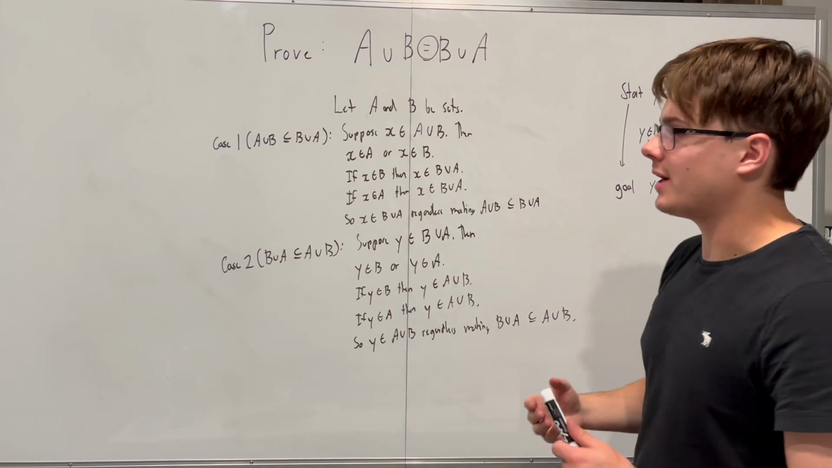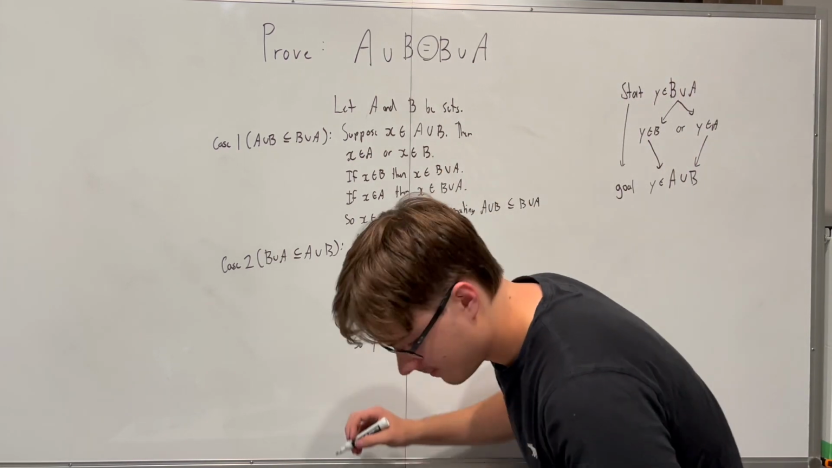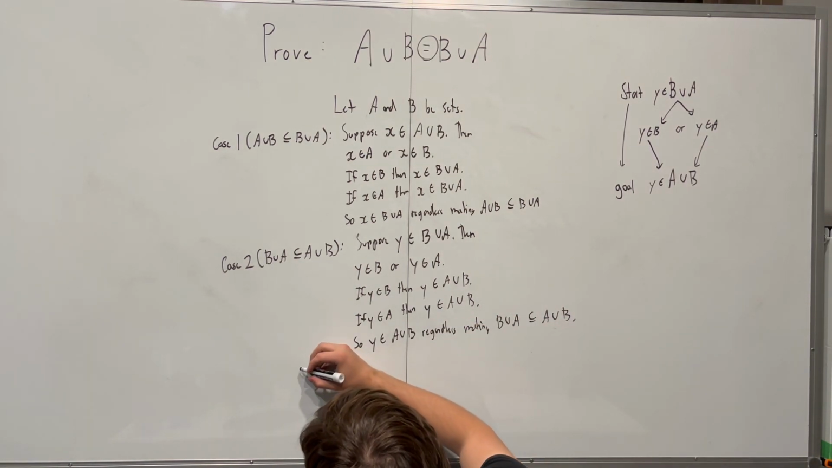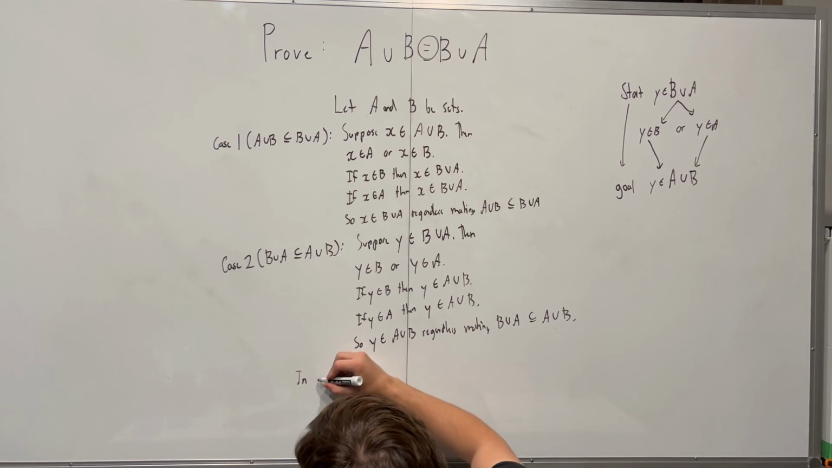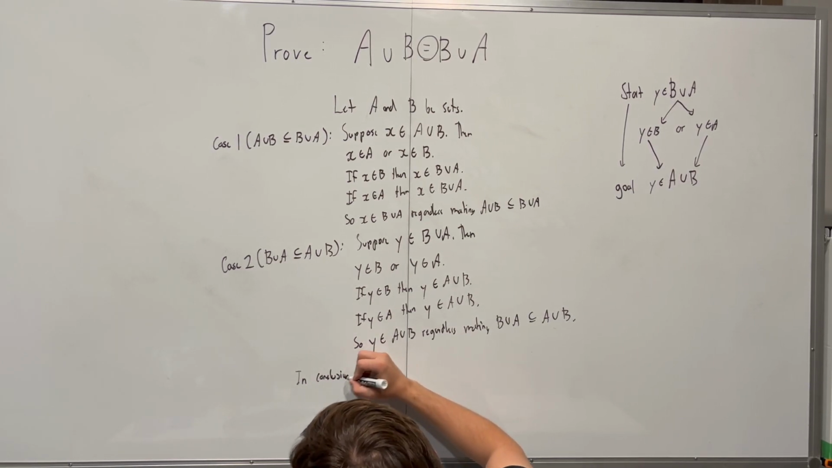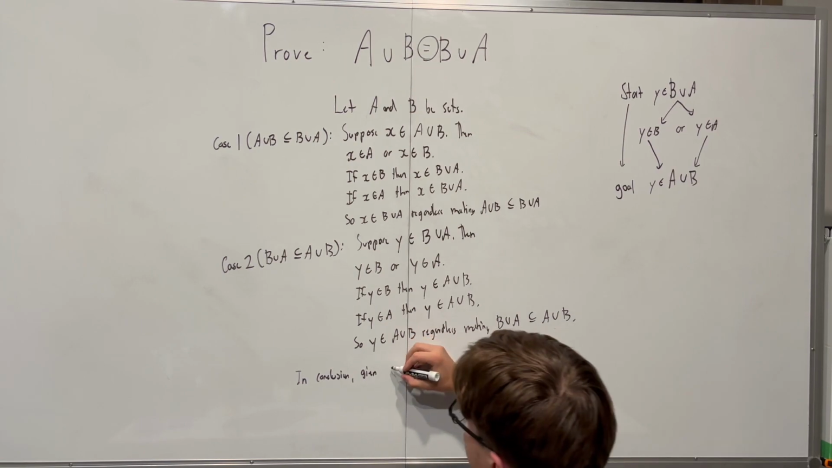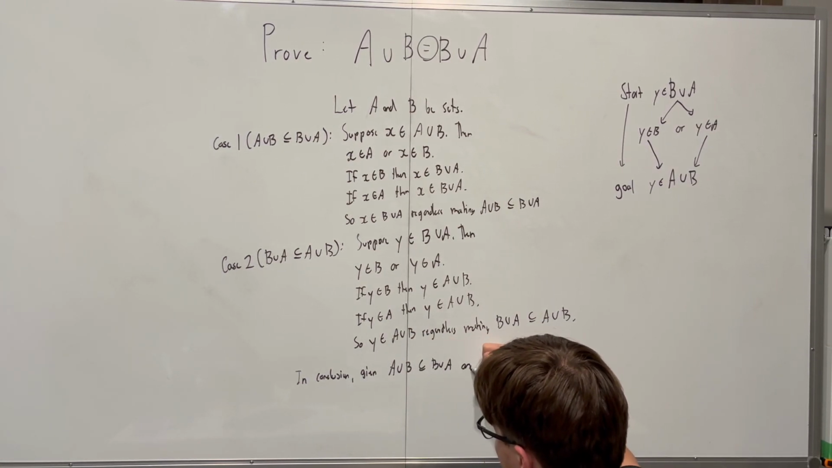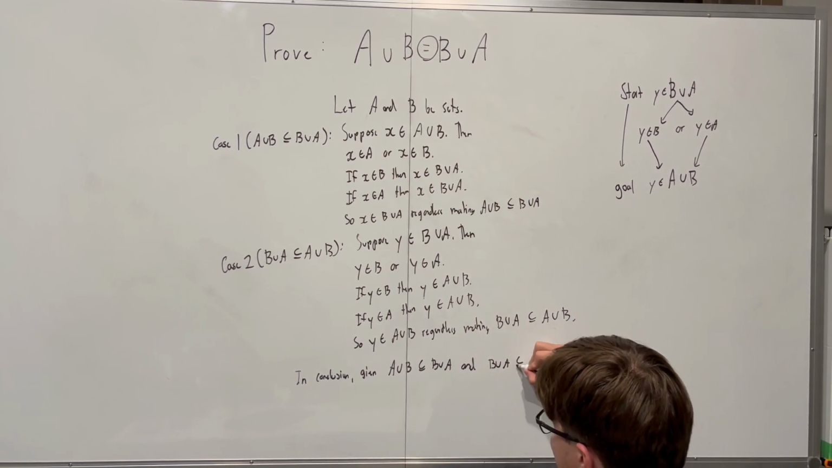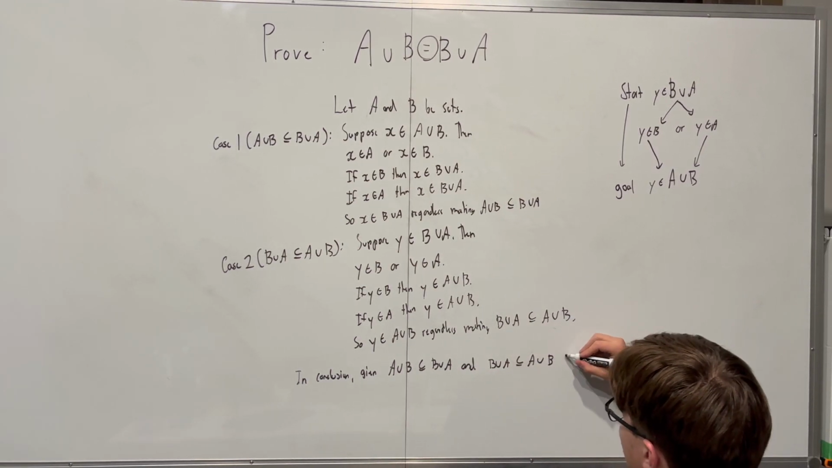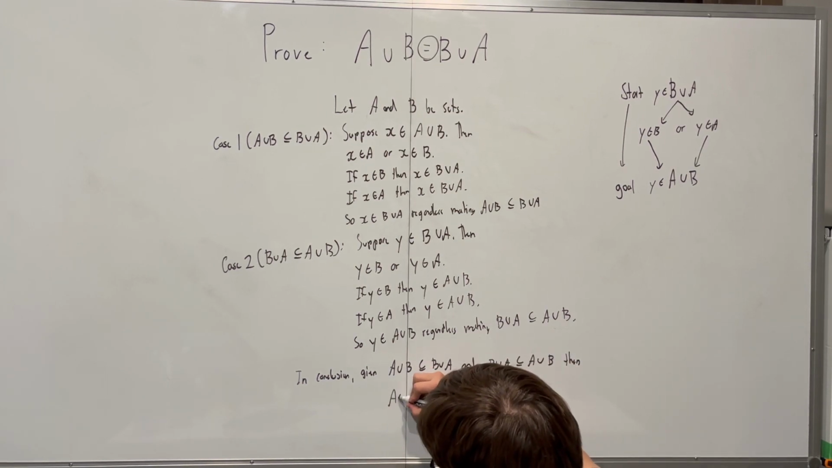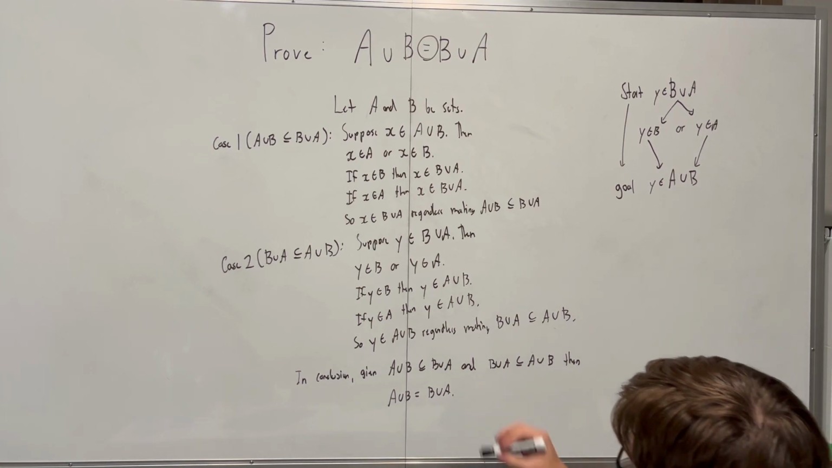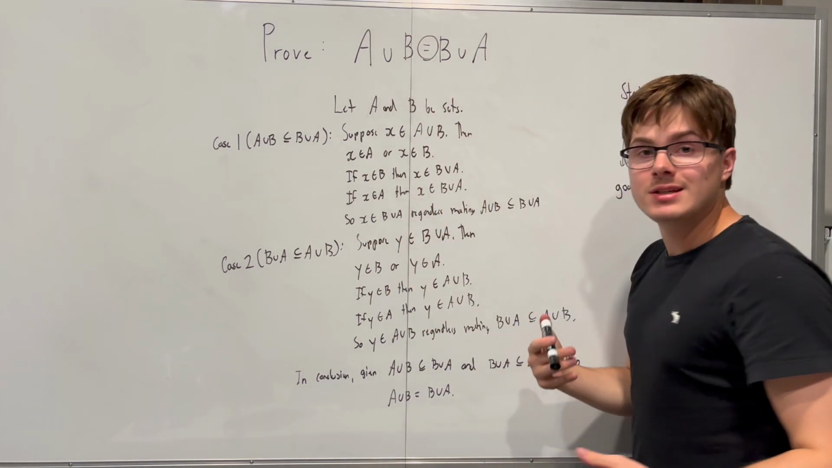So now all that's left is to write our conclusion, right? So we're going to say, in conclusion, given A union B is a subset of B union A, and B union A is a subset of A union B, then A union B is equal to B union A. Fantastic. We have proven our statement up here to be true.